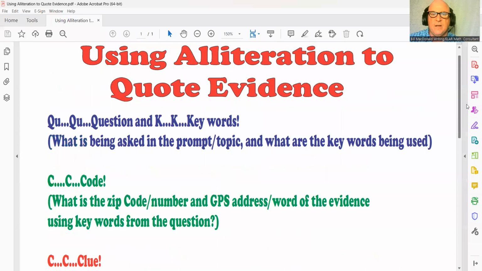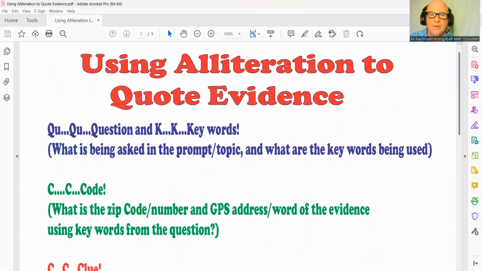The first thing that your kids have to do is the first thing on my list here. So I'm going to use alliteration to quote evidence. It said question and keywords. What is being asked in the prompt? That's very important. Every single prompt that's informative, expository, or opinion argumentative is going to be asking a who, what, when, where, why, which, or how question. And so the important word that I want you to understand is the asked part. You have to make sure that they figure out what's being asked.